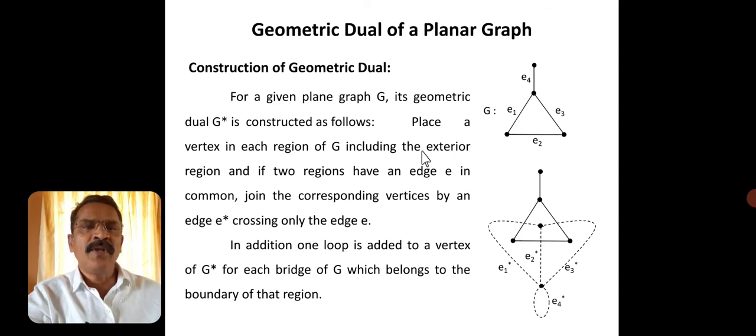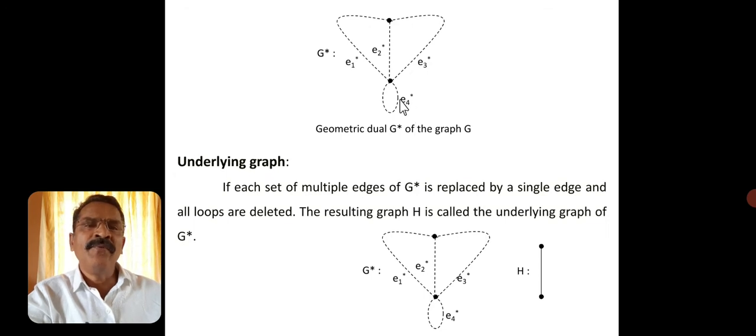So this is the simple procedure for how to construct a geometrical dual of the graph. Then we will get this graph. See, these are the vertices corresponding to the faces, and these three edges correspond to the edges which are common between those two boundaries or regions, and this is a loop corresponding to the bridge of the graph G. So this is how we got a geometrical dual G star of the graph G. I think this concept is clear.